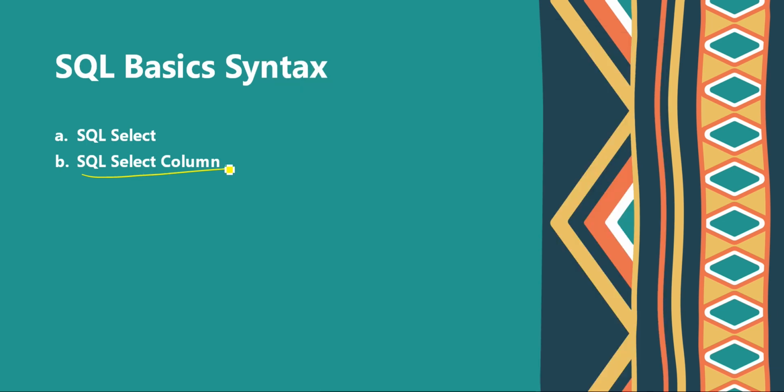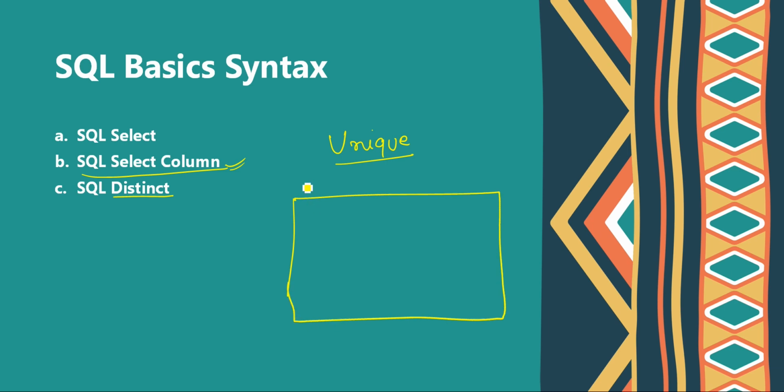So I can use this column name. Next one is SQL distinct. Distinct means unique. Let's say I have a student table, and by mistake I have entered the same student details 2 times. Let's say student ID, name, and whatever the other fields. So let's say ID is 1, name is Khushbu, and then again we have ID 1, name is Khushbu.